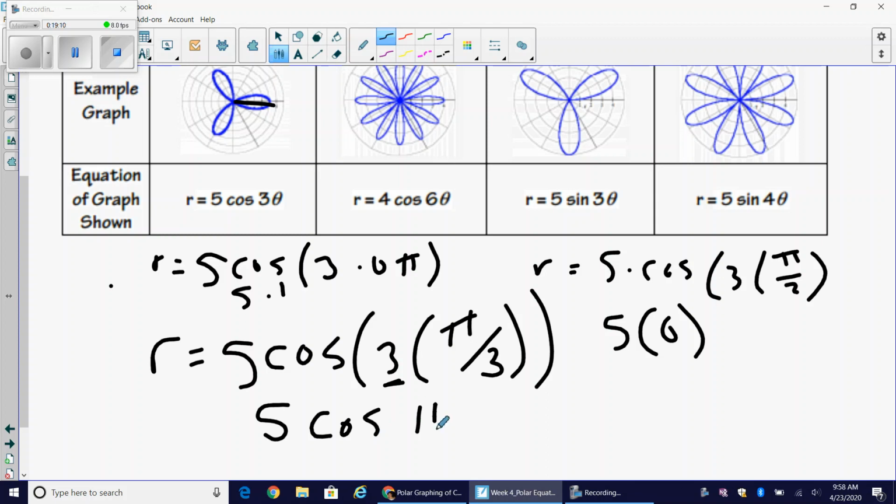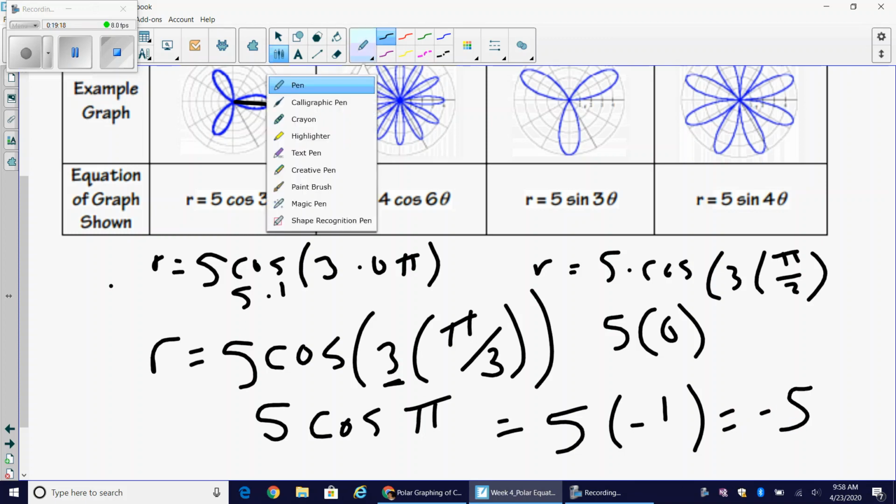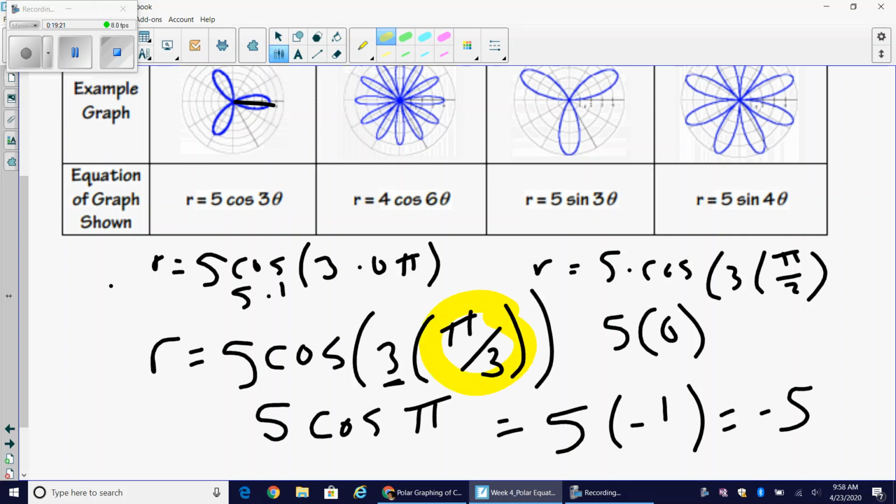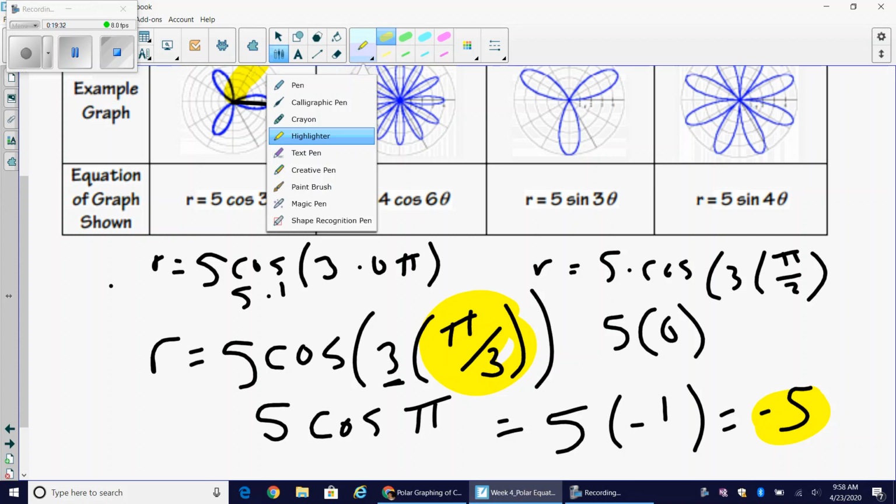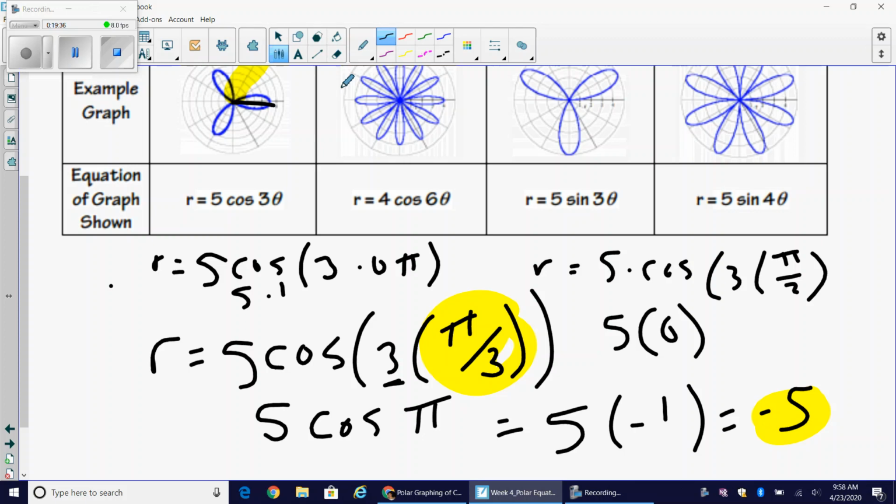Well, the cosine of pi, I know that's negative 1. So I get a radius of negative 5. I plugged in pi over 3, and I got a radius of negative 5. Well, think about where that is. Pi over 3 would be in the first quadrant, but that negative radius sends me into the opposite quadrant, that third quadrant, giving me that petal right there.